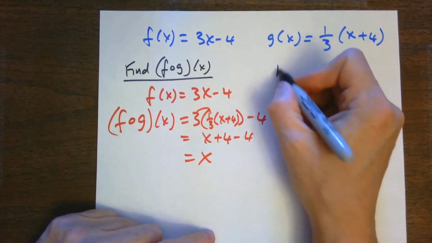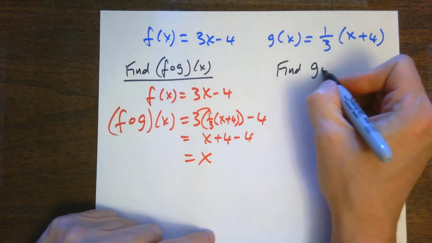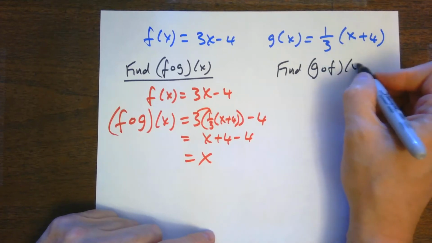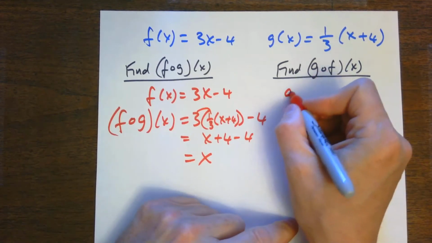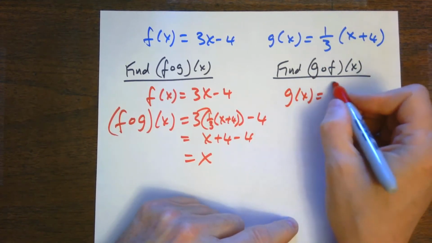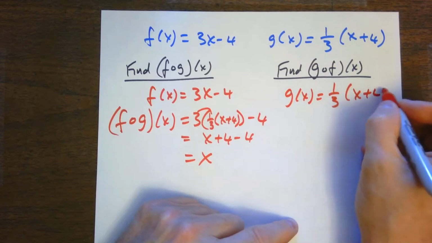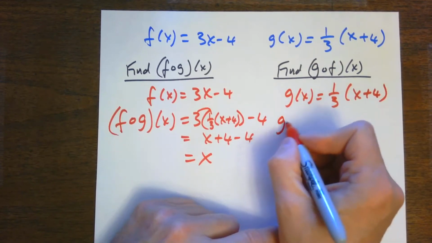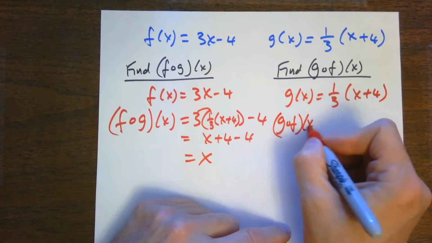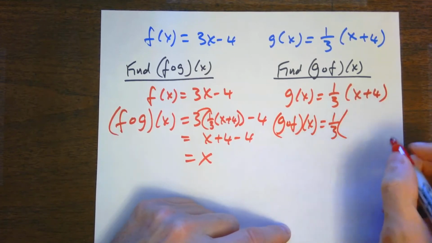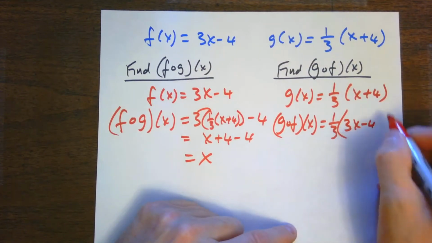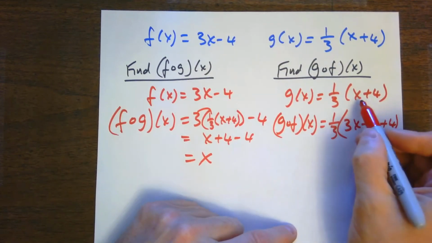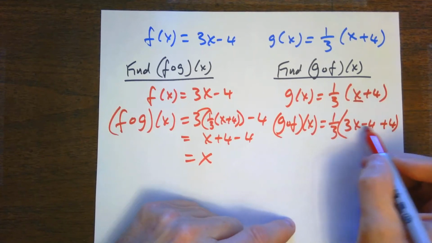Let's do it the other way around. Let's find g of f of x. So now what's the function I'm going to start with and what function is going to go inside? I'm going to start with g of x, which is 1/3 of x plus 4. And then g of f of x is going to be 1/3 of 3x minus 4, plus 4. So this x became the 3x minus 4.